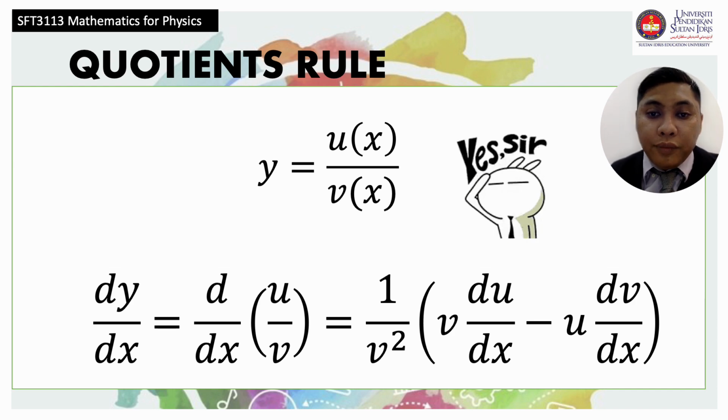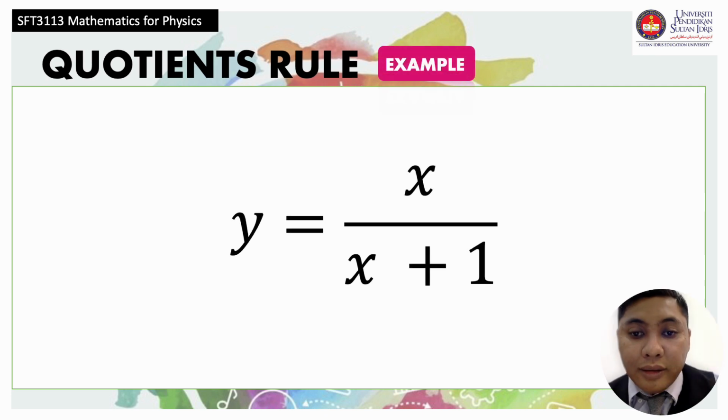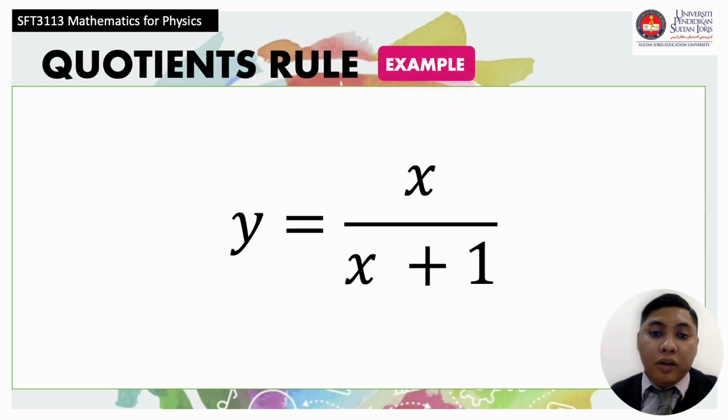So let's see the example for the quotient rule. When you have y equals x over x plus 1, we have a function, x over x plus 1.